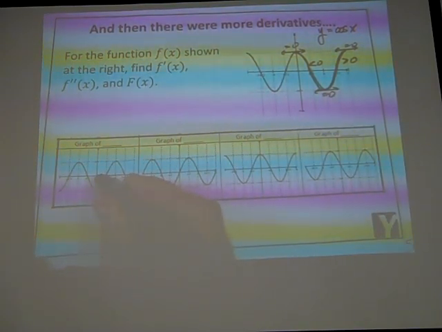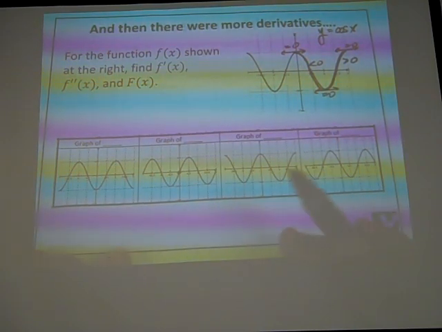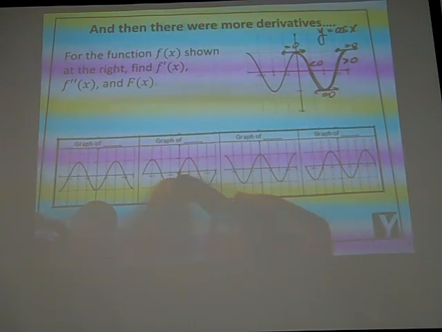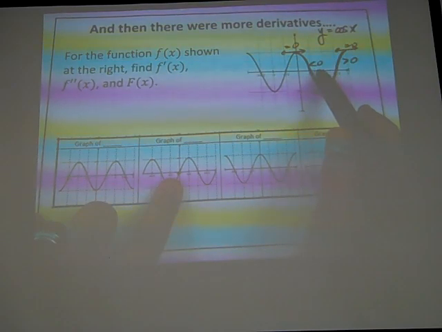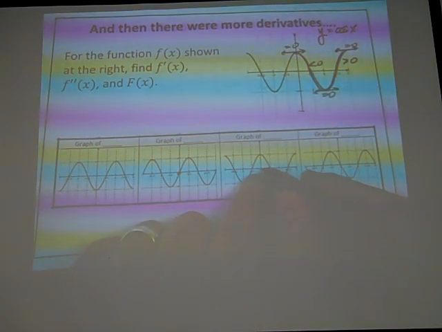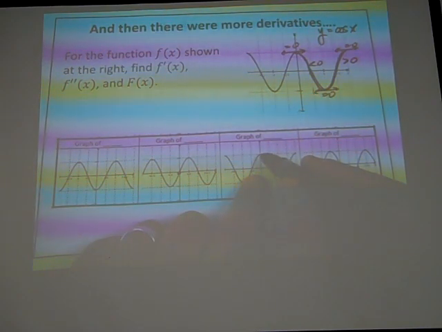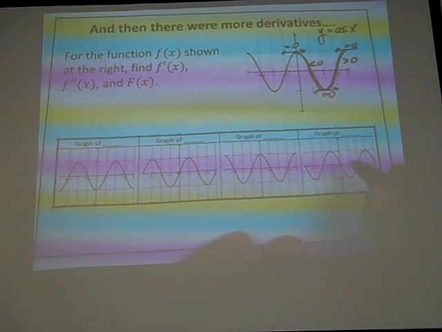Let's see. This one doesn't start at 0. This one starts at 0, but then the function is positive. It's above the x-axis. I'm looking for the derivative to be less than 0, so it can't be this one. This one over here, same thing. At 0, the function is above the x-axis. That's not 0. This one seems to do what I need.